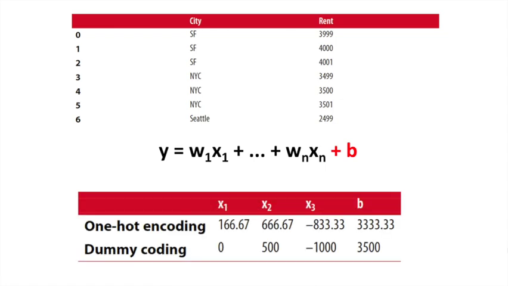With dummy encoding, the bias coefficient, that b, represents the mean value of the response variable y for the reference category, which in this example is New York City. The coefficient for the Seattle feature is equal to the difference between the mean response value for the Seattle category and the mean of the reference category. And you can see pretty clearly in this table how these methods produce very different coefficients in the linear models.